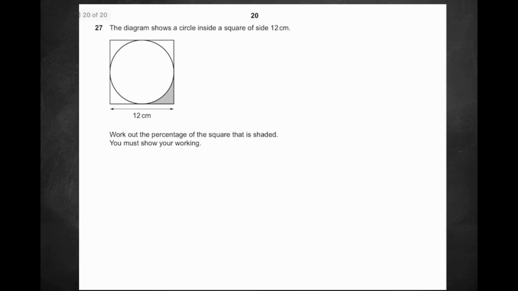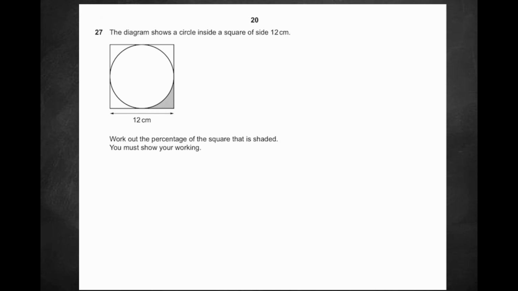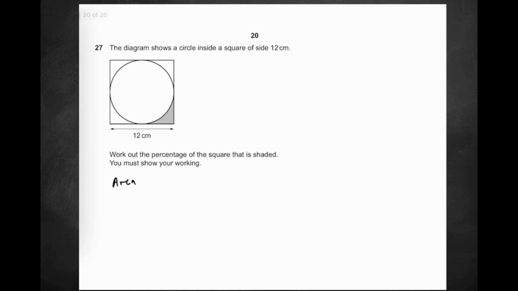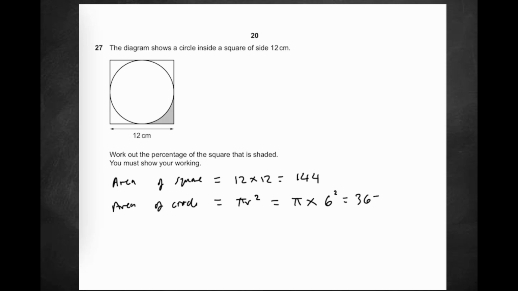And question 27, the final question on the paper. The diagram shows a circle inside a square of side 12 centimeters. Work out the percentage of the square that is shaded. You must show your working. So, area of square is going to be 12 times 12, 144. Area of circle is going to be pi r squared. It's going to be pi times the radius, which is going to be half the diameter, so pi times 6 squared, 36 pi.